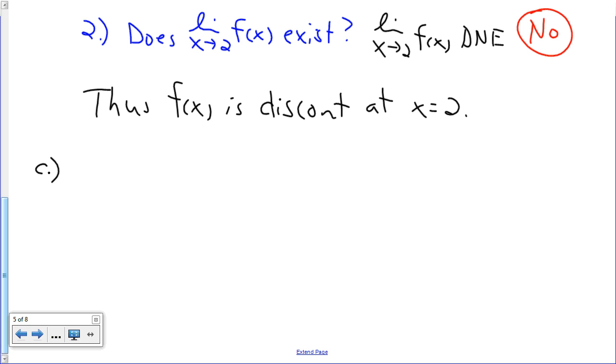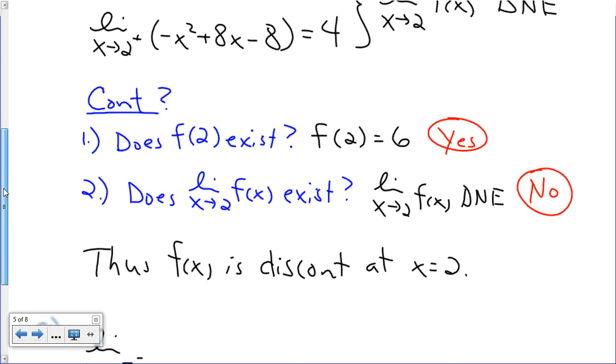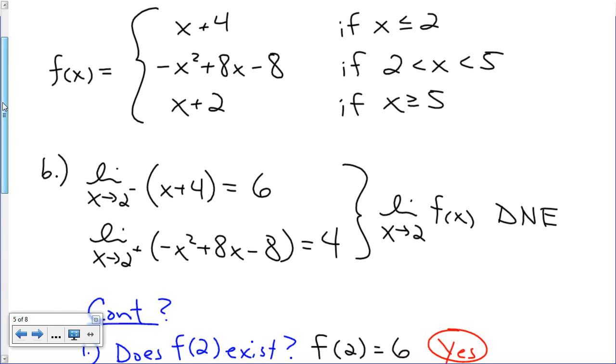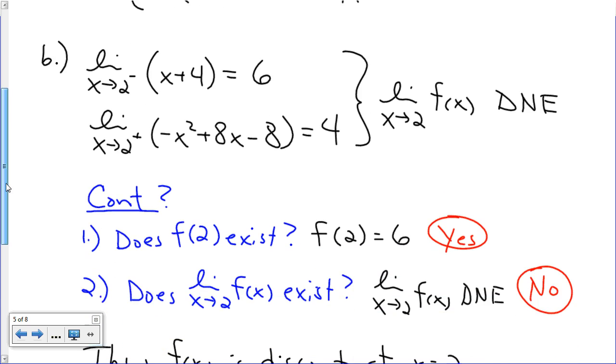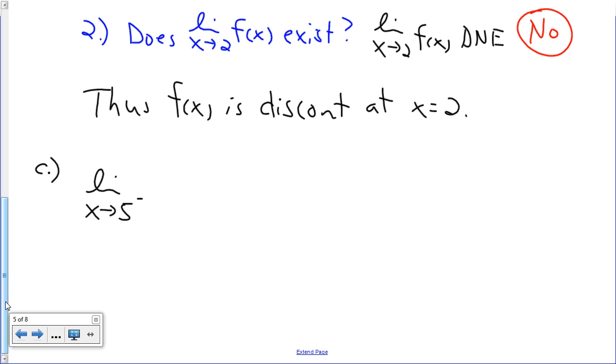So again, to evaluate this, I'm going to focus on what's happening as I approach 5 from both the left side and the right side. As I approach 5 from the left side, let me go back up here to our definition. That's for x less than 5. So as x approaches 5 from the left side, that's the middle piece of this function: negative x squared plus 8x minus 8. Let's go ahead and evaluate that.